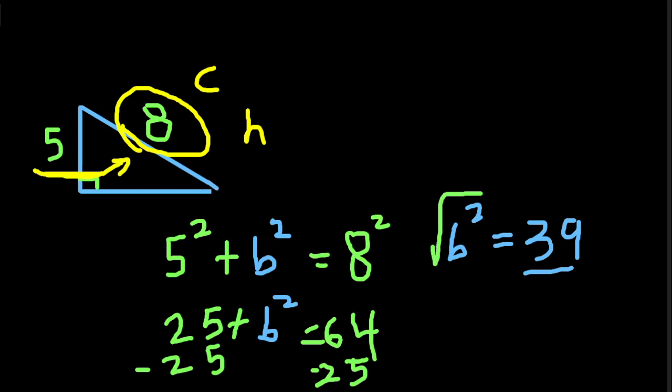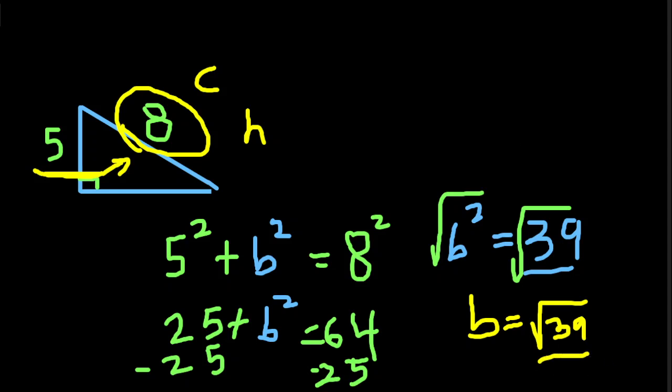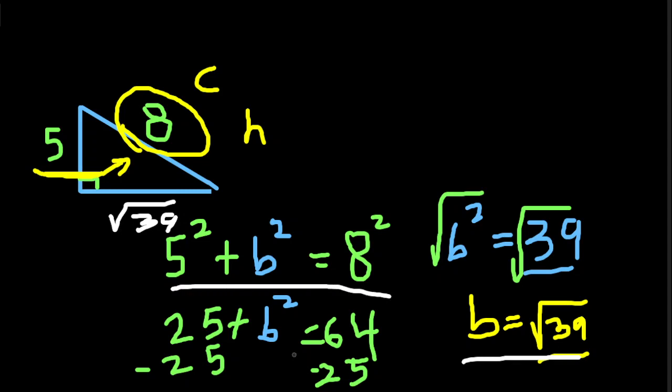So again, we just have to take the square root of both sides, and we're going to get B is equal to the square root of 39. It's not a clean square root, so we're just going to leave it as that. And so this side over here becomes the square root of 39. It doesn't always end up as clean numbers, but that's fine because we applied the theorem, so we know that it's true.